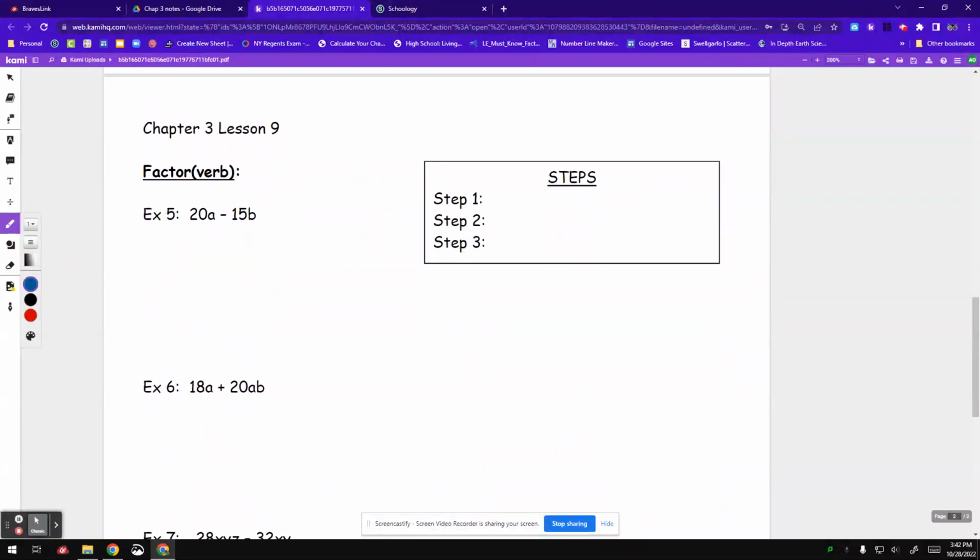Now we're going to do an entire expression. The directions are to factor it. When you see these directions, this means you need 2 terms at the end. I'm not just asking you for the GCF, I'm asking you for 2 terms that give me this answer. So step 1, I'm going to put in the ladder.